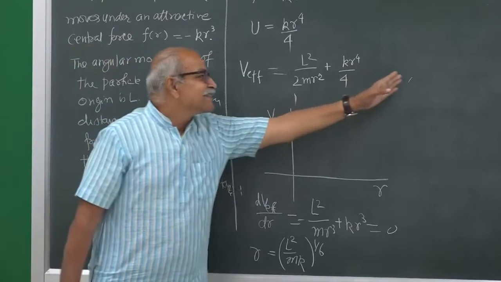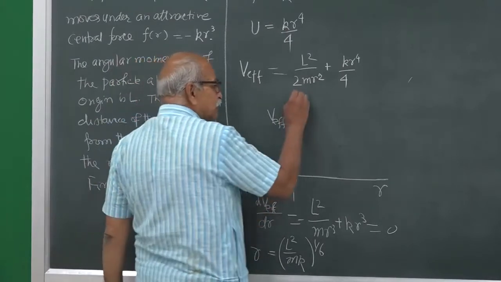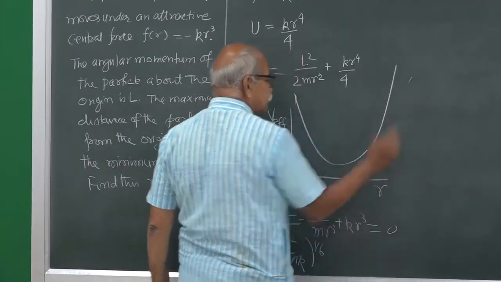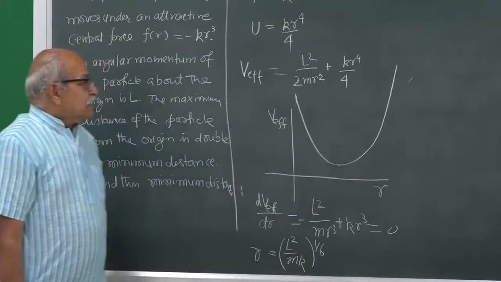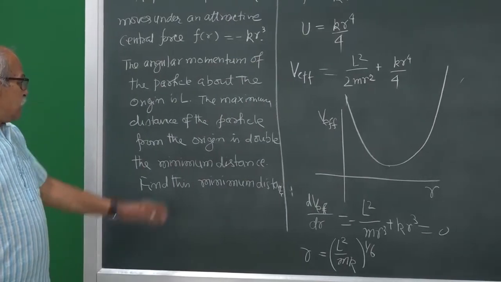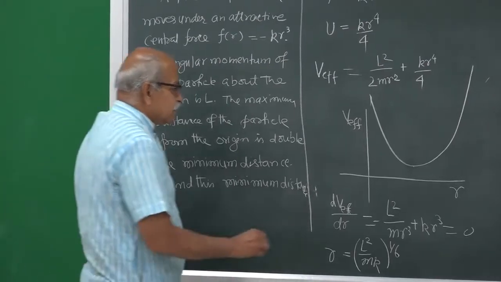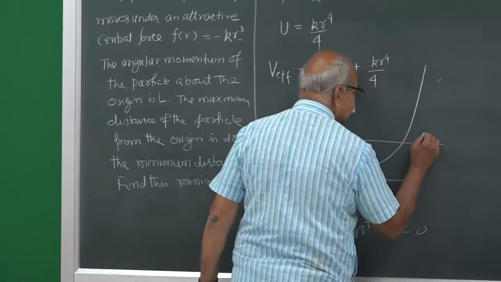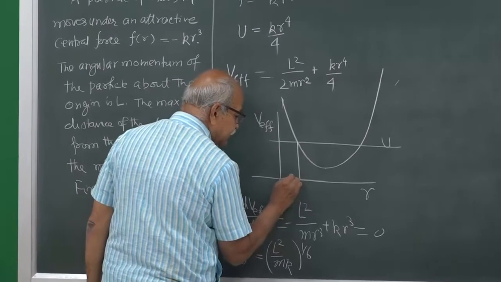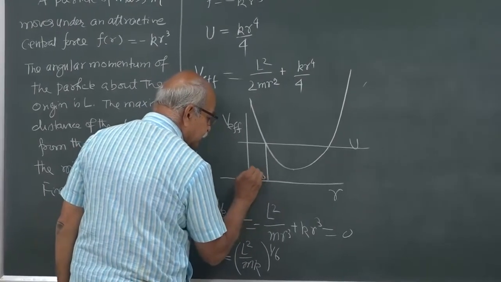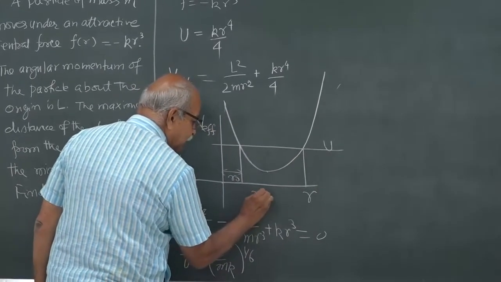This is infinity, this is infinity, it is always positive, it has to be a minimum. So, your function will be something of this type, and this will be the minimum. Now, it is said that the maximum distance of the particle from the origin is double the minimum distance. So, that means the energy is something like this. This could be the total energy, and here are the turning points. This is that minimum distance, let us say r naught, and then this is another turning point, and this will be 2 times r naught.